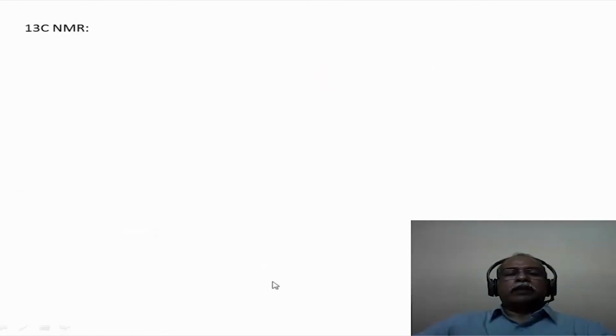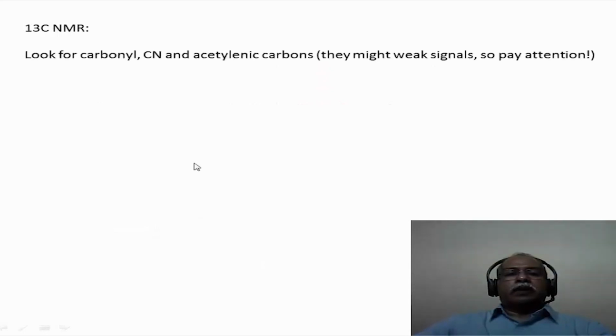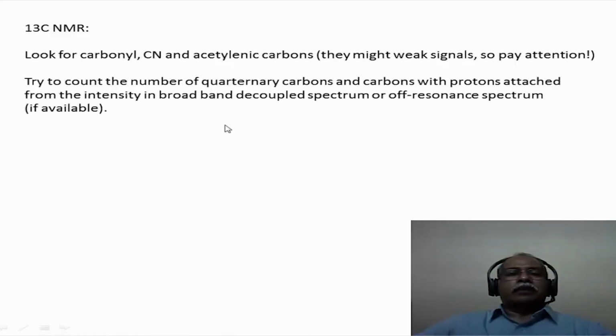In the carbon-13 spectrum, one can look for low intensity peaks corresponding to carbonyl, cyano and acetylenic carbons, because only carbon-13 gives a signature for this kind of functional group besides the infrared spectrum. One can always use the carbon-13 data as well as the infrared data to confirm the presence or absence of these kinds of functional groups.